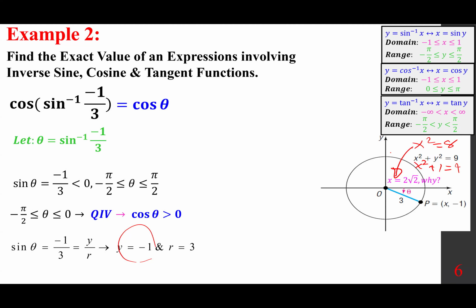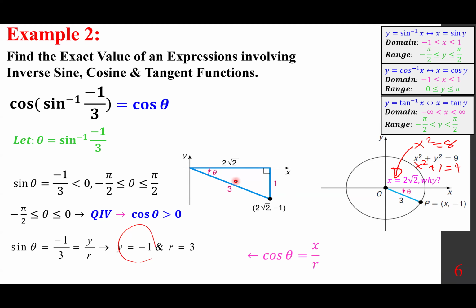And so if cosine is x over r, we have all the information that we want. So this is 2 square root of 2, this is 1, this is r, which is 3, and x over r means 2 square root of 2 over 3, and that's the final answer.